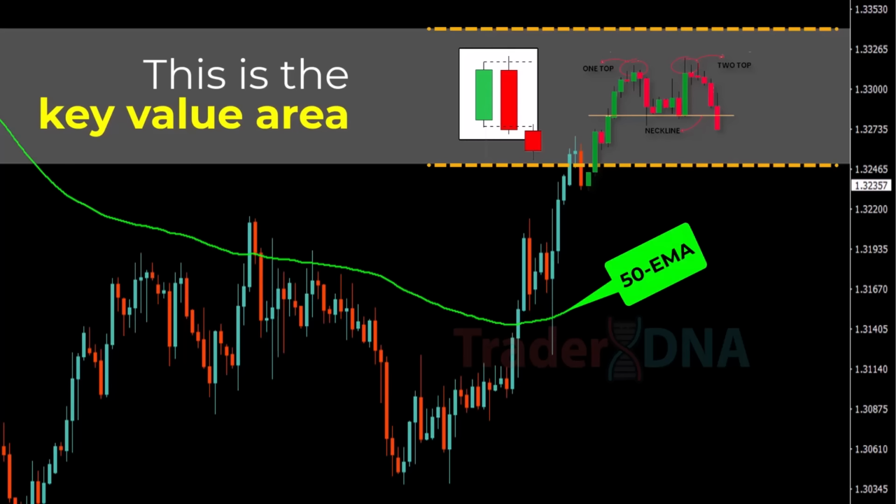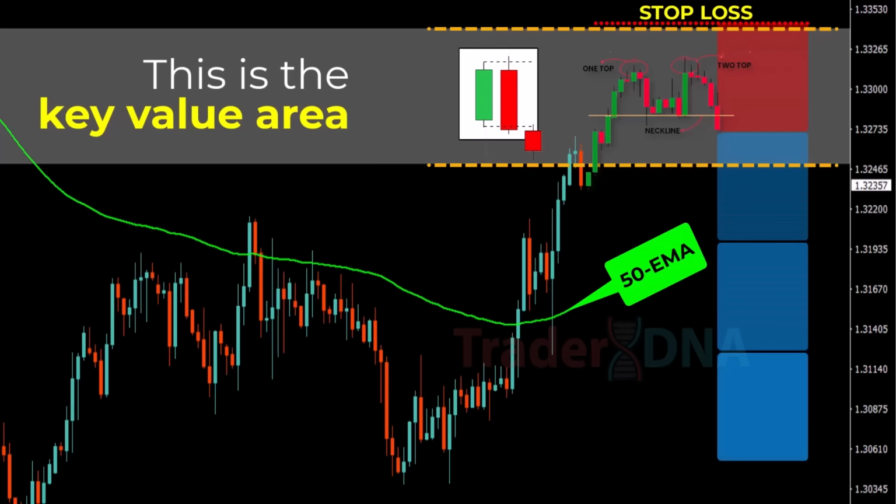And now the most crucial part, stop loss. Place your stop loss a few pips above the key value area, not too tight, not too far, just enough space for the market to breathe while still protecting your account. And once that's locked in, your target becomes simple but extremely powerful. Go for at least 3 times your stop loss distance. That means a small stop loss can still generate a big reward. This is how you turn one great entry into a profit that actually feels big.